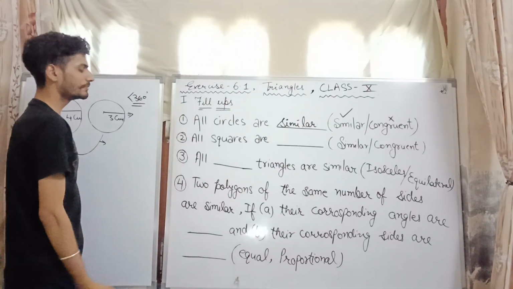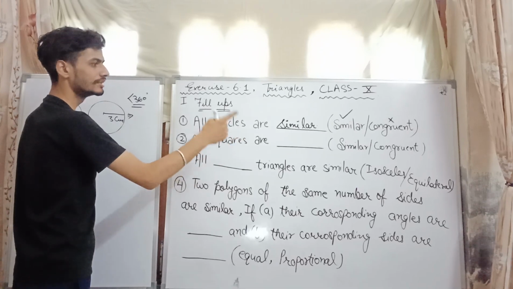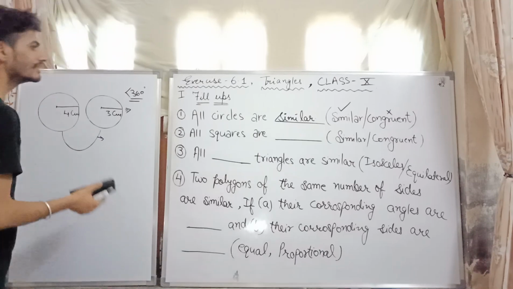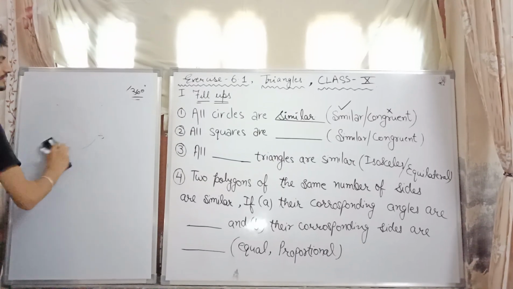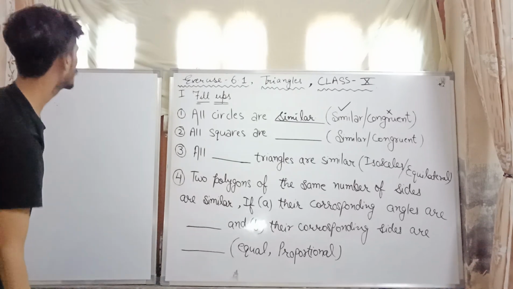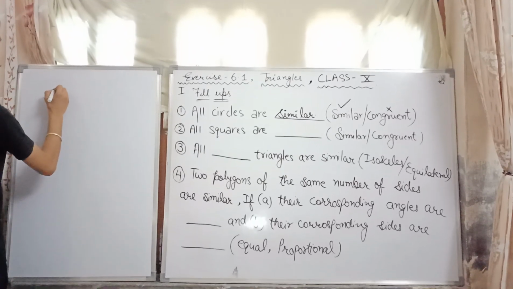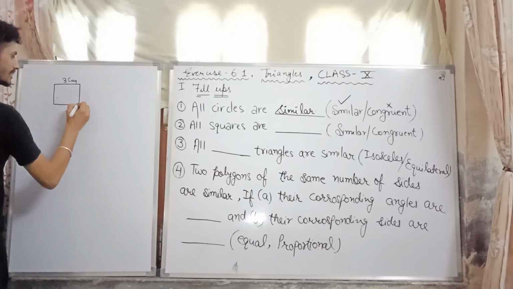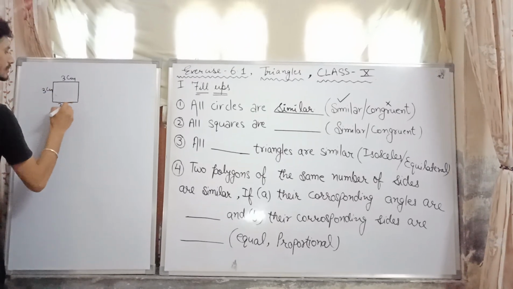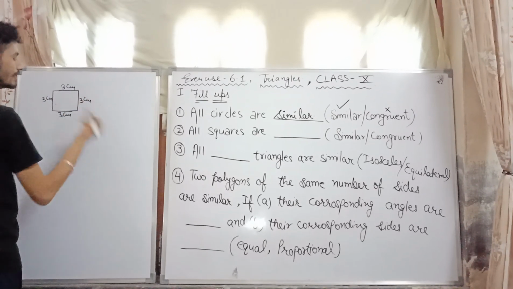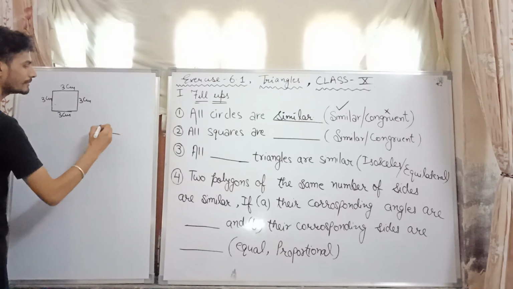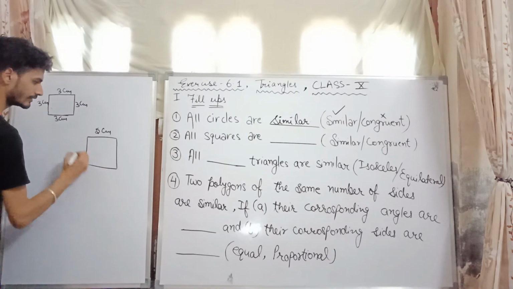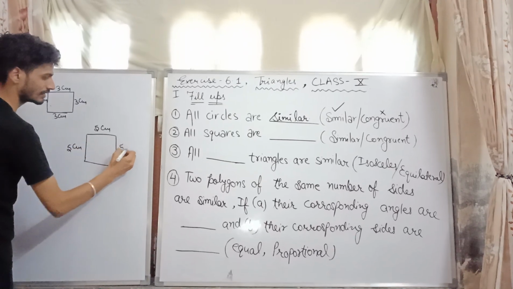Now, the second fill-up is: all squares are dash, similar or congruent. If I take the example of a square with a side of 3 centimeter, this is the first square. If I consider another square with a side of 5 centimeter, this is the second square.